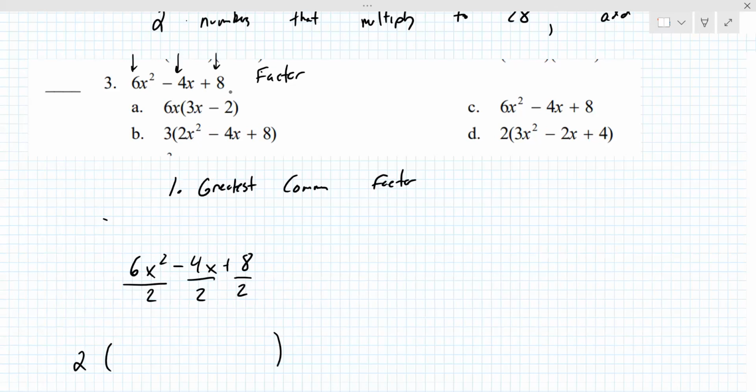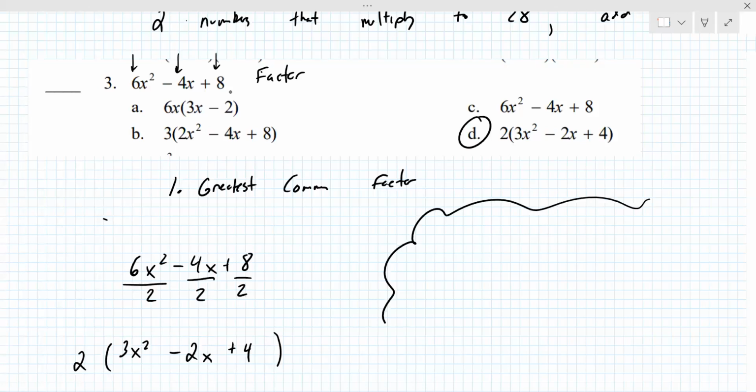Dividing them by 2. Yes. x squared minus 2x plus 4. Good. Very good. So what would your answer be? A, B, C, or D in this problem? D. It is D.